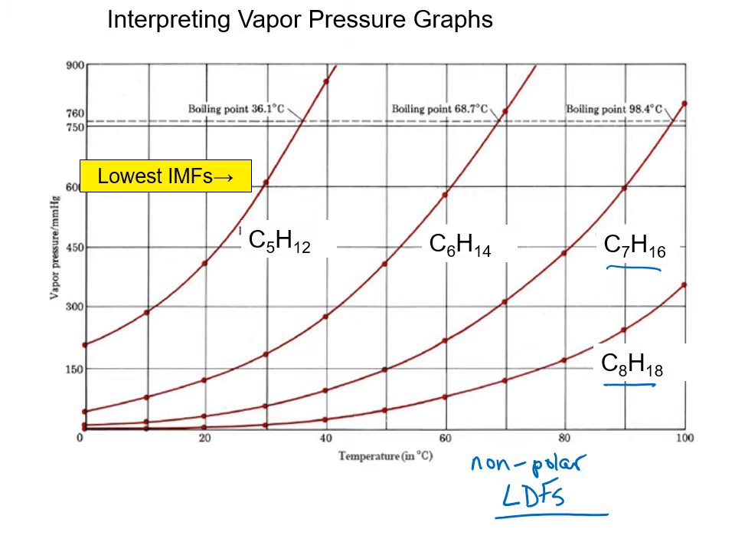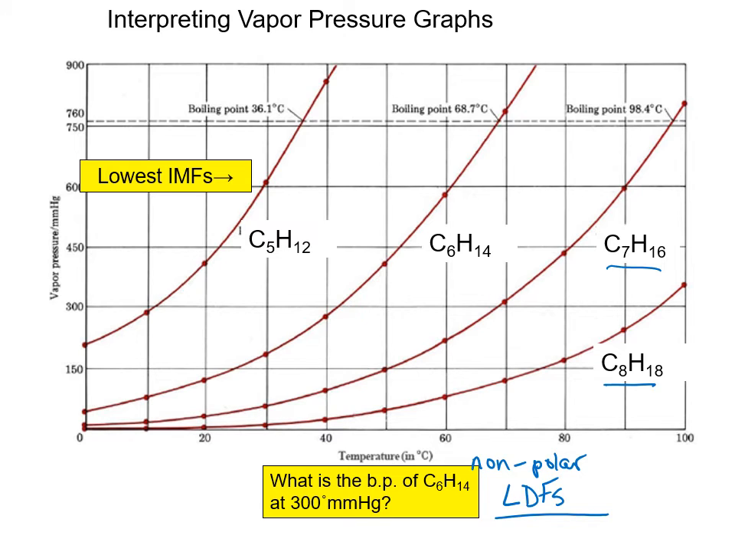We would expect the molecule with the fewest total electrons to have the lowest boiling point, and that is indeed the case, with the molecule with the highest total electrons having the highest boiling point, or the highest vapor pressure at any given point.